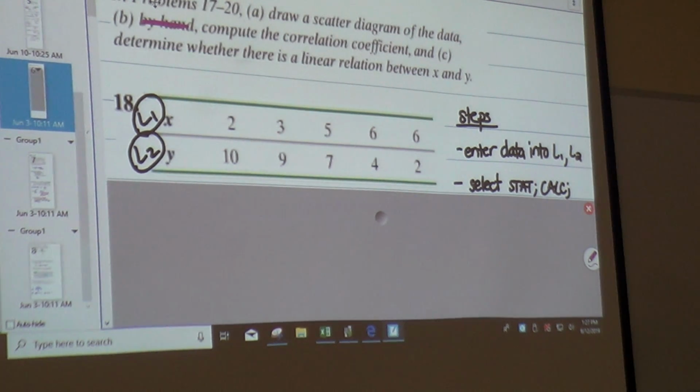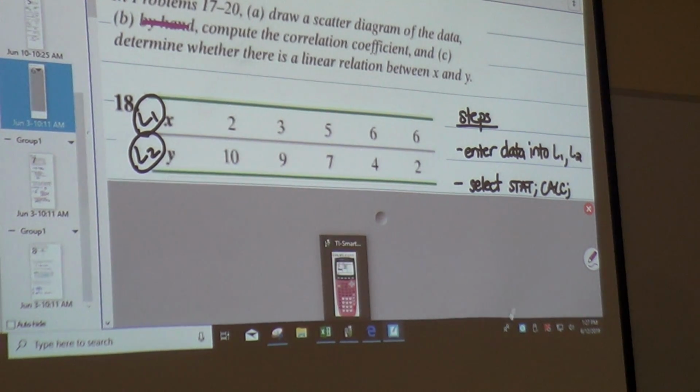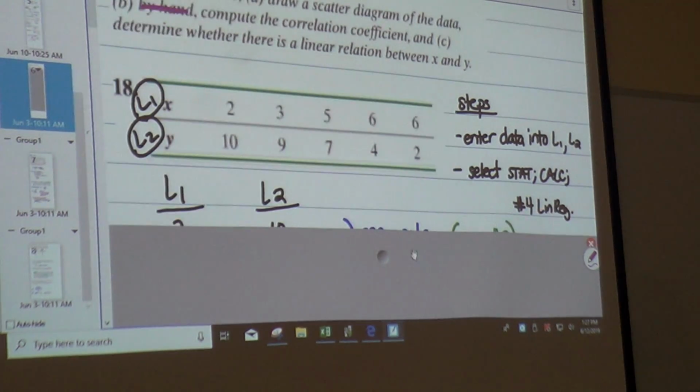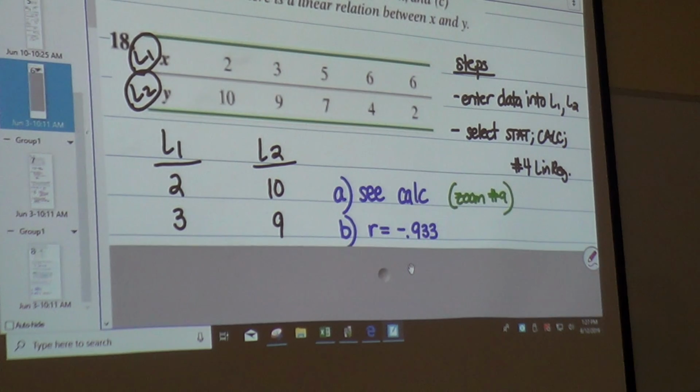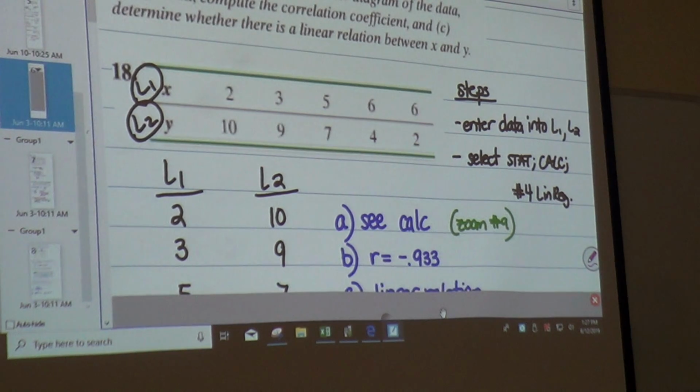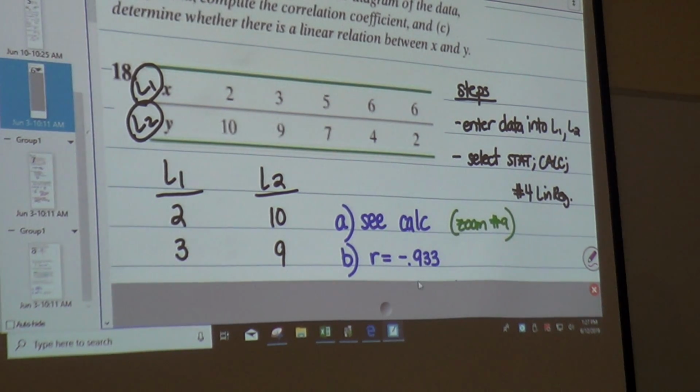This time you didn't have to decide the L1 and L2, I gave it to you. So you're going to do stat edit, enter the data into L1 and L2. This time you don't have a lot of data. We're going to do stat calc, and we're going to do linear regression for this one. The first thing they wanted to know was the scatter diagram. So we go to second y equals, make sure that the scatter diagram is picked. This kind of just shows you, and then we do the zoom 9. And then the correlation coefficient is when we do the linear regression, our correlation coefficient should be a negative 0.993.